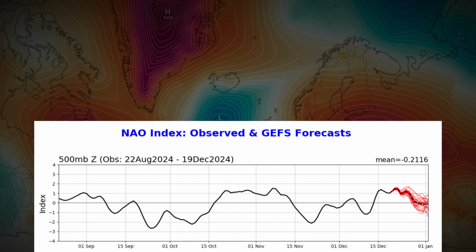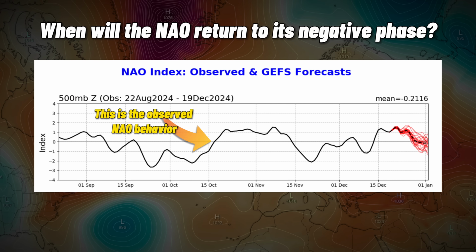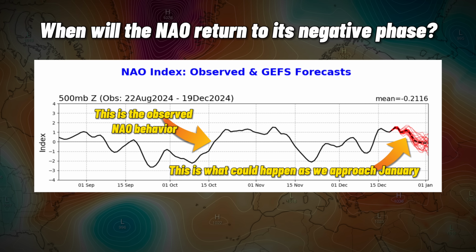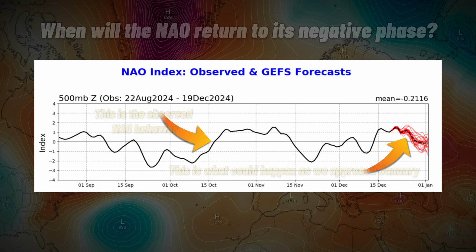The black line on this graph shows the observed NAO progression, and you can see how it has fluctuated between the positive and negative phases over the last few months. Also, the red lines show the forecast by different ensemble members. The interesting takeaway from this graphic is the noticeable trend towards a negative NAO returning by the beginning of January, and this is being supported by the majority of those individual forecasts.